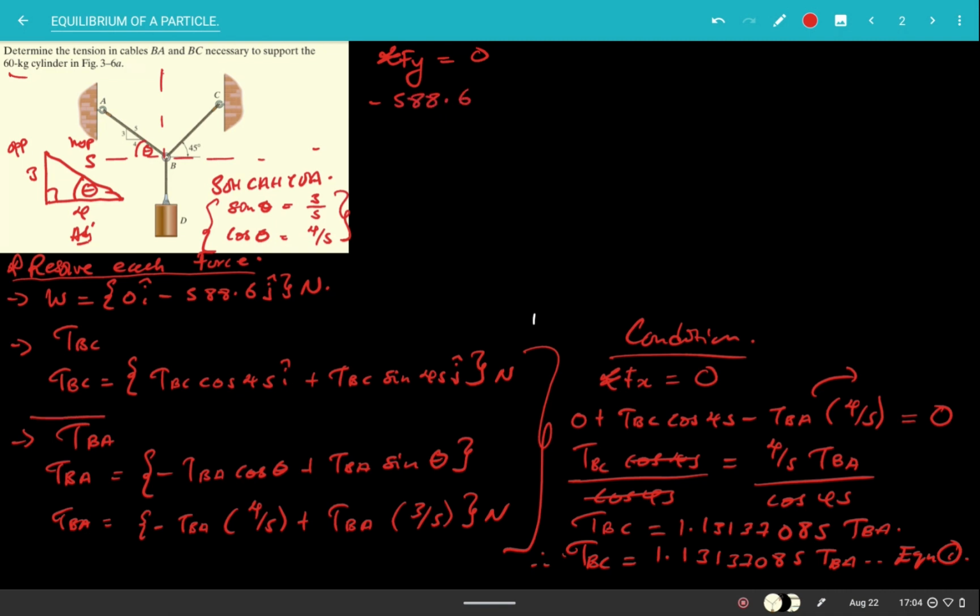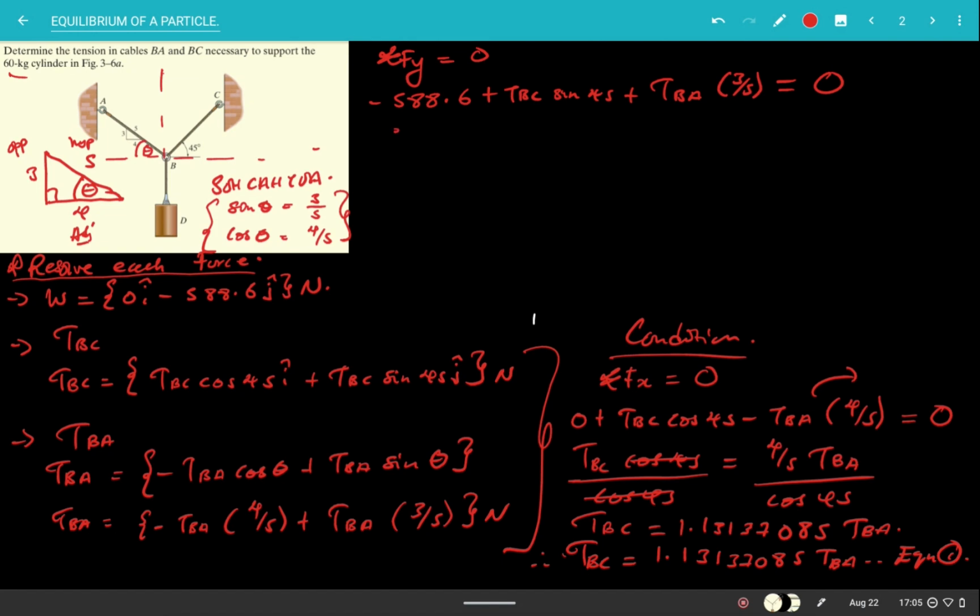588.6 plus the j component, which is the y component for TBC, which is plus TBC sine 45, then plus the y component of TBA, which is the j component, to be precise. It's going to be TBA times 3 over 5, because it's sine theta, and sine theta according to the 3, 4, 5 triangle is giving us 3 over 5, and this should give us nothing but 0.